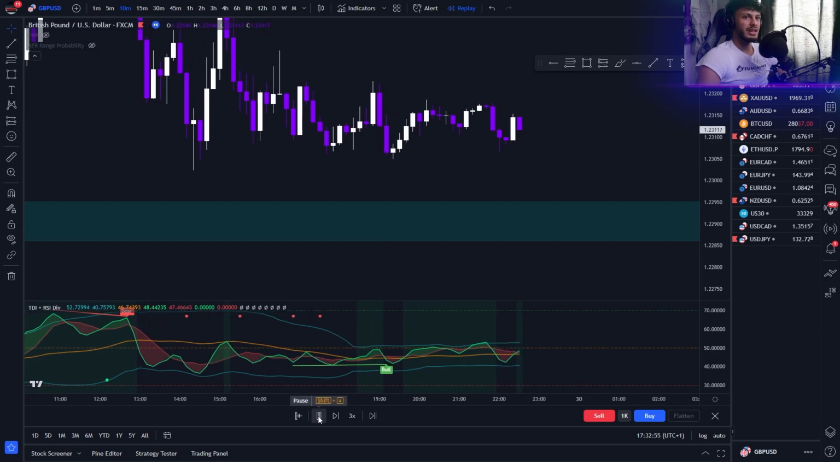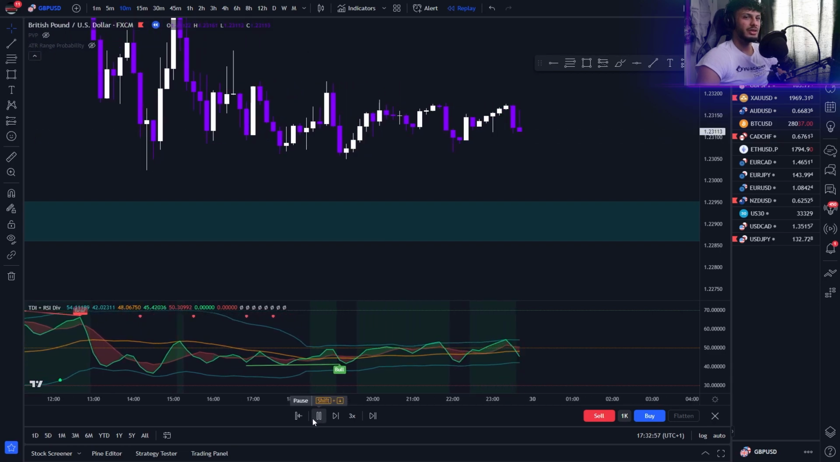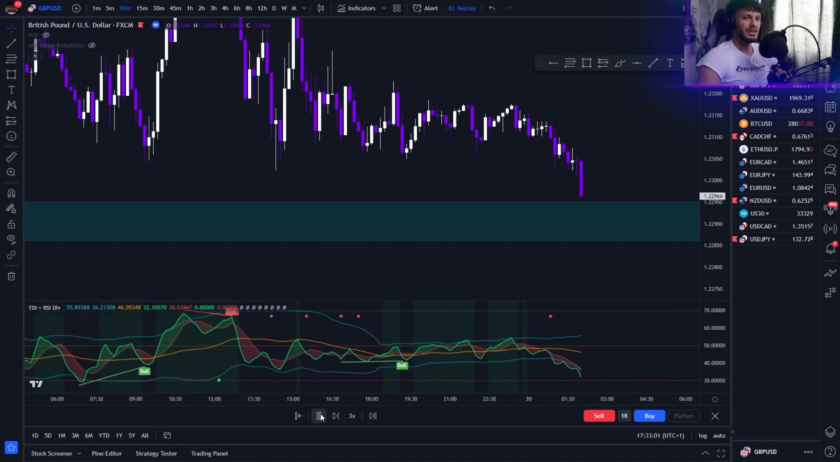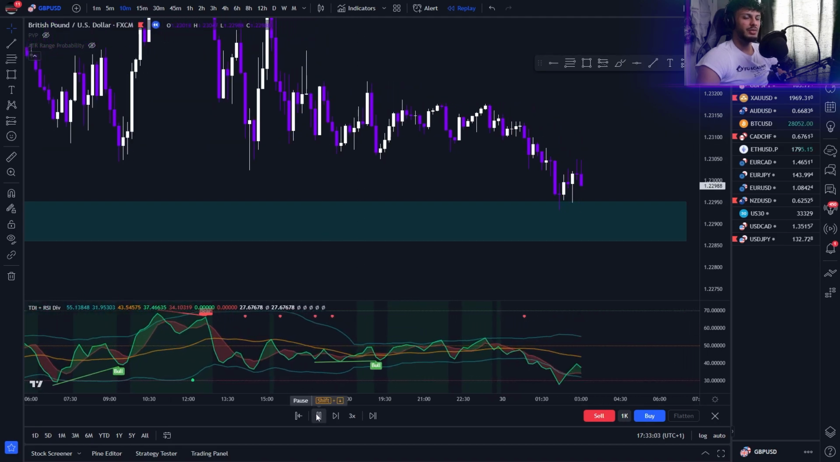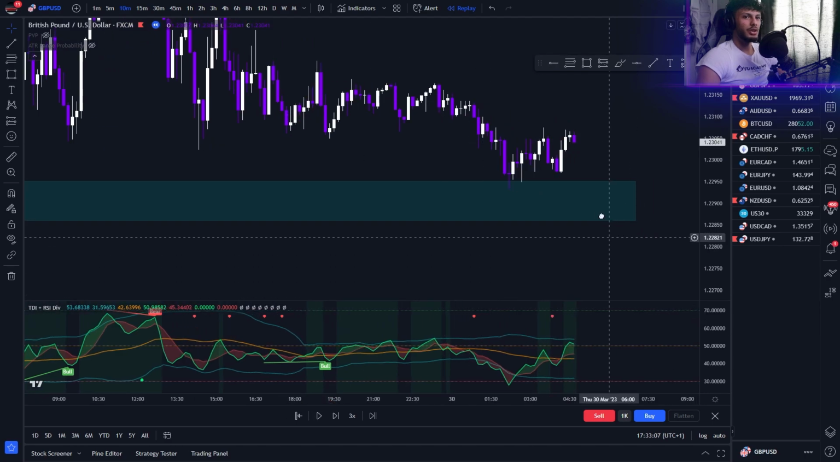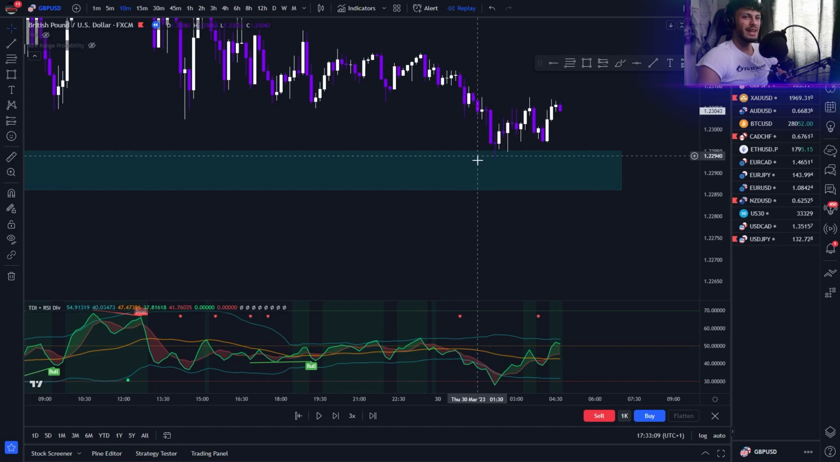Price continues, and once again, I'm waiting for it to reach, and eventually it taps into my point of interest. And there we go. What do we have right here? Price went outside of the band, comes back in, and this is when I look for my buys, as it goes outside the band and comes back in.